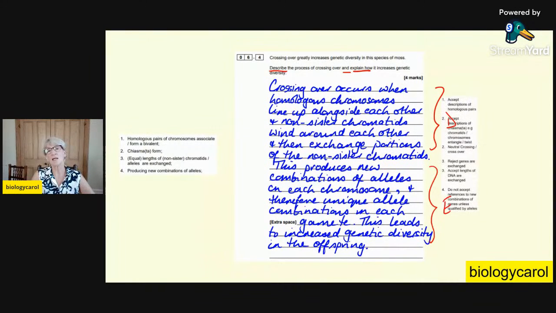So here's the mark scheme, here's the notes, and here are where I got the marks. Mark point 1. They associate, they line up alongside each other. Chiasmata form, I didn't use that term, but I described it over here. Lengths didn't have to say equal. Lengths of non-sister chromatids are exchanged. I got that mark point. Combinations of alleles, I got that mark point.